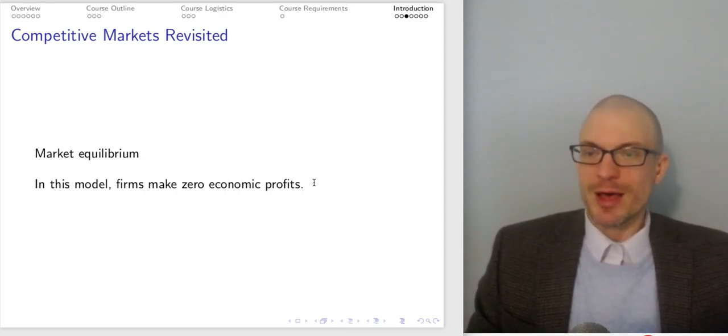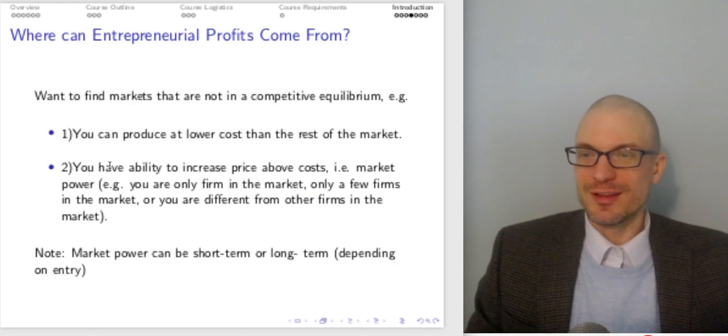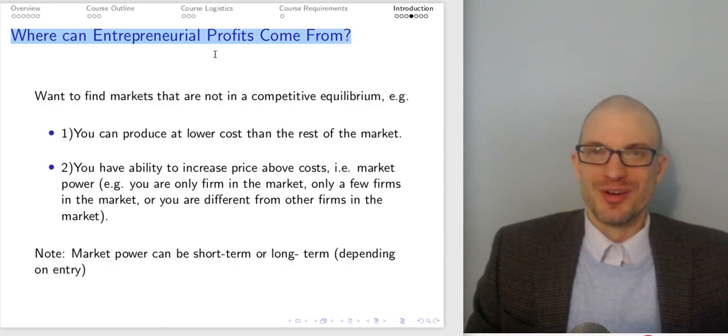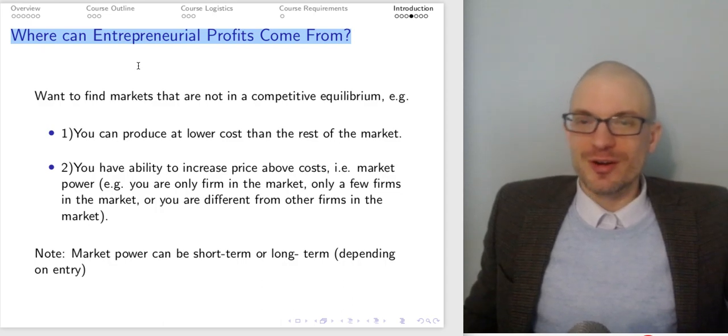In the competitive model, there's zero economic profits, and now our goal is how do we get away from that? All right, so where do those entrepreneurial profits come from, though? This is an economics of entrepreneurship class, and so where are our profits going to come from?